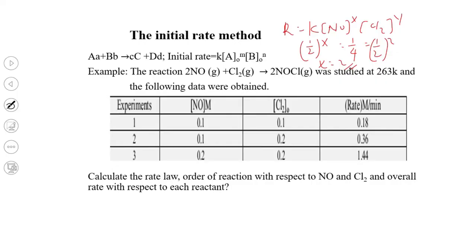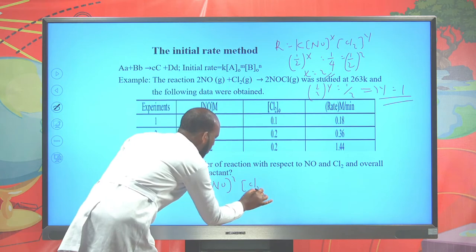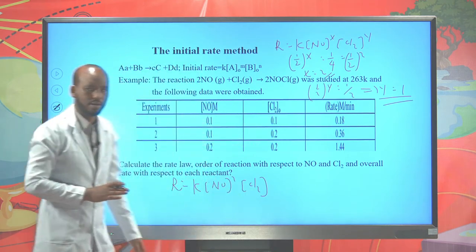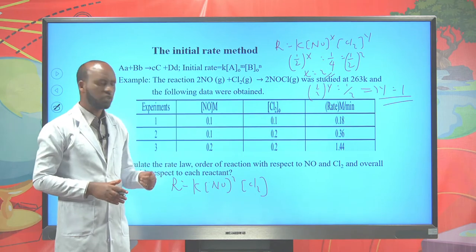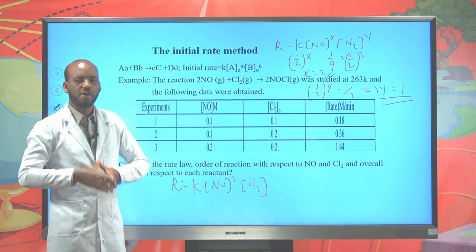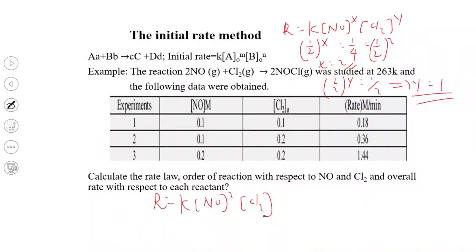1 over 2 to the power y equals rate 1 divided by rate 2, which is 18 divided by 36, which is 1 over 2. From this, the value of y is 1. Therefore, the rate law for this reaction is R equals k times concentration of nitrogen monoxide to the power x, the value of x is 2, times concentration of Cl2 to the power y, the value of y is 1. Therefore, the order of this reaction with respect to nitrogen monoxide is 2. Order of this reaction with respect to Cl2 is 1. Overall order of this reaction is 2 plus 1, which is 3.